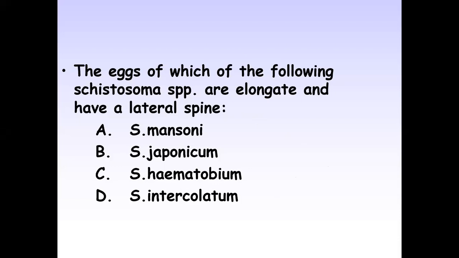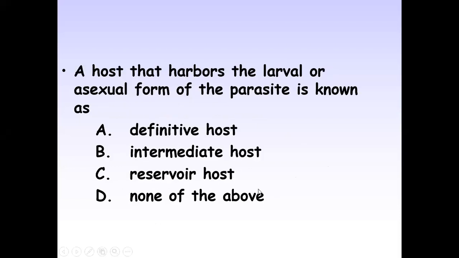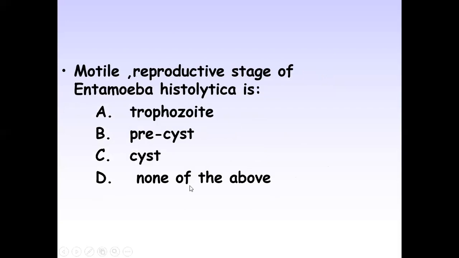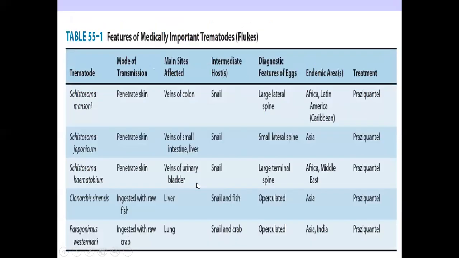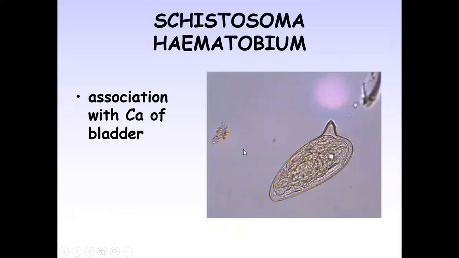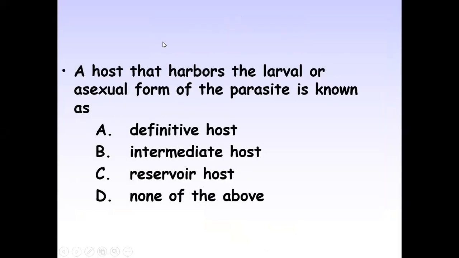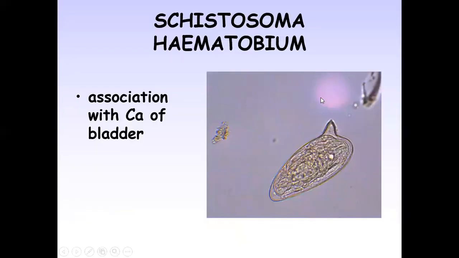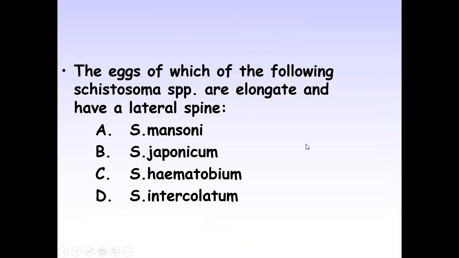Ma'am, the table in the book says it has a terminal spine, not a lateral spine. Yes. Let me see, beta. Ma'am, can you show a graph comparing all three? Yes, okay, I'm sorry. I am wrong. Mansoni has got a lateral spine and hematobium has an apical spine. Yes, you are right. It was my mistake, because this actually threw me off. So it is Mansoni. Okay.